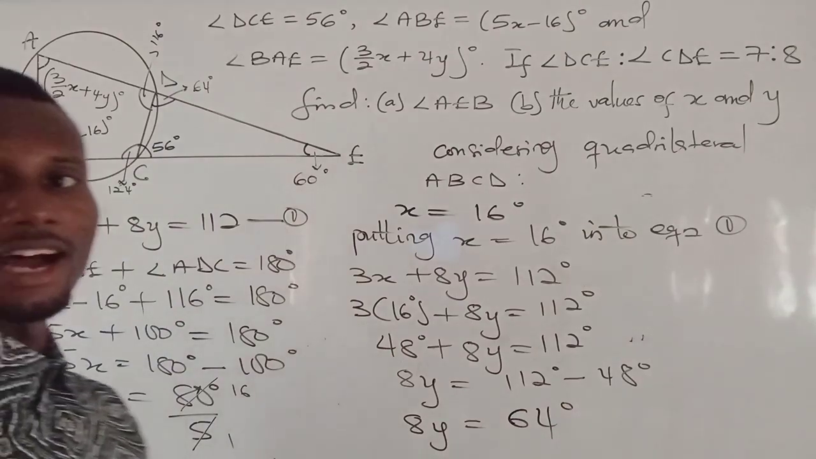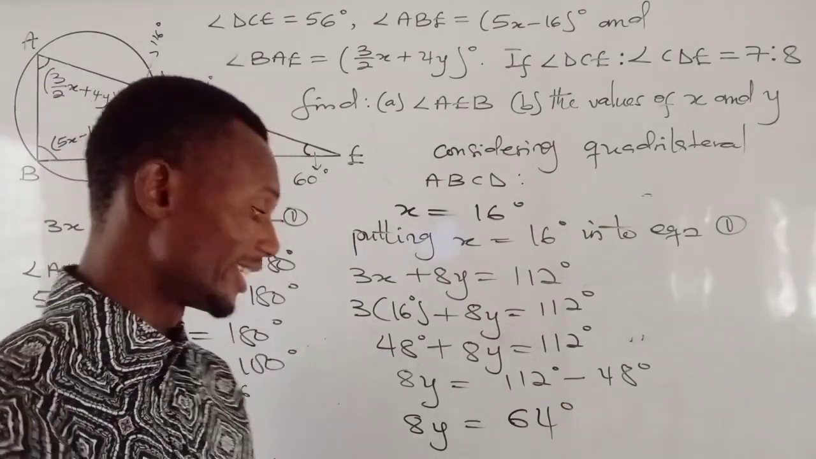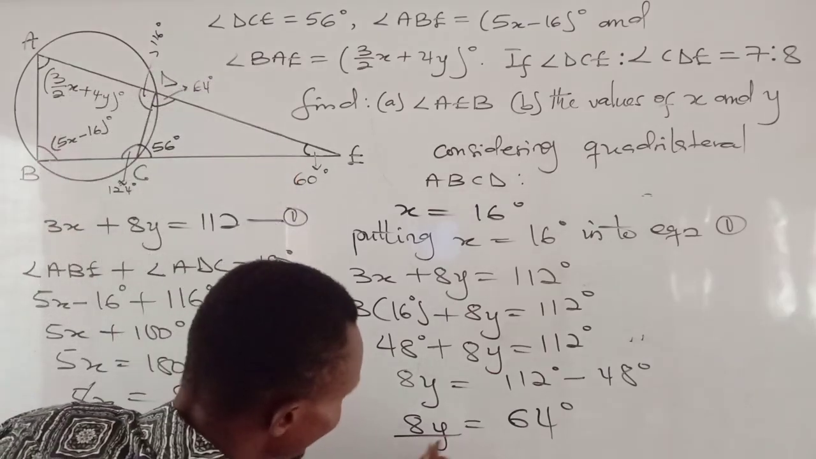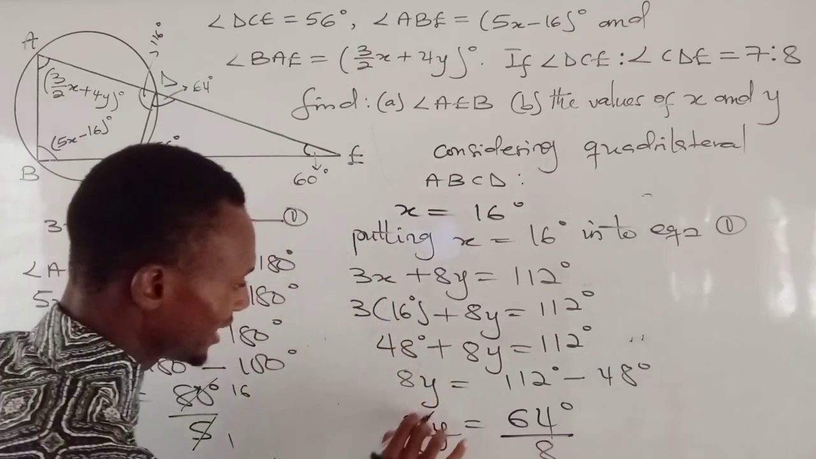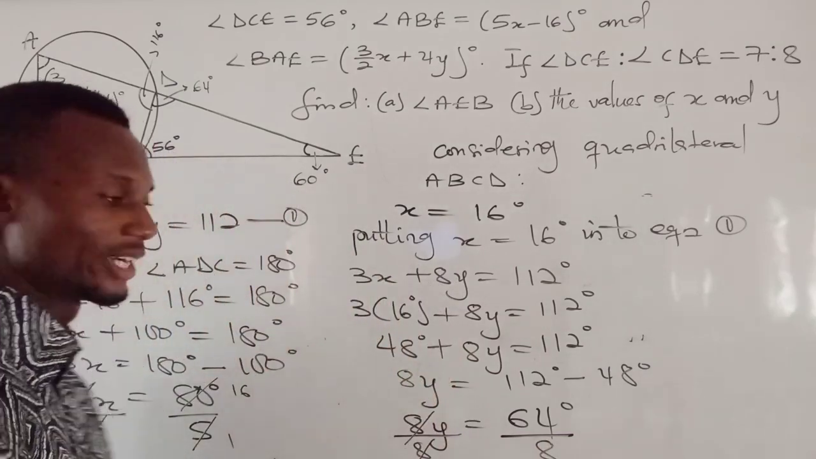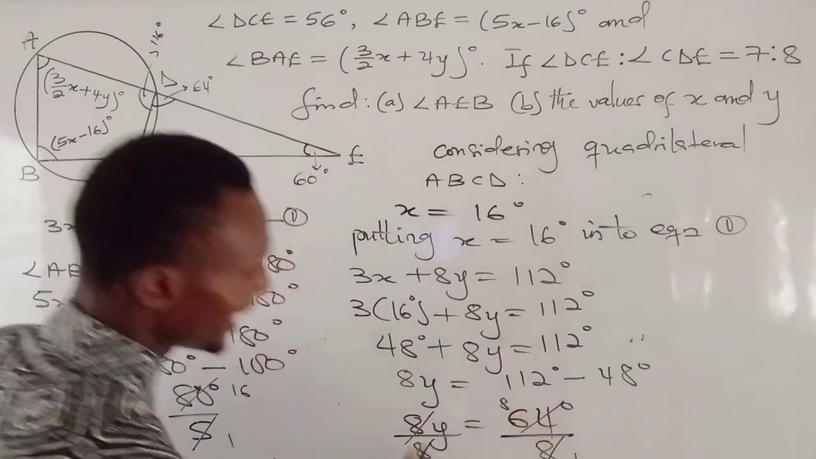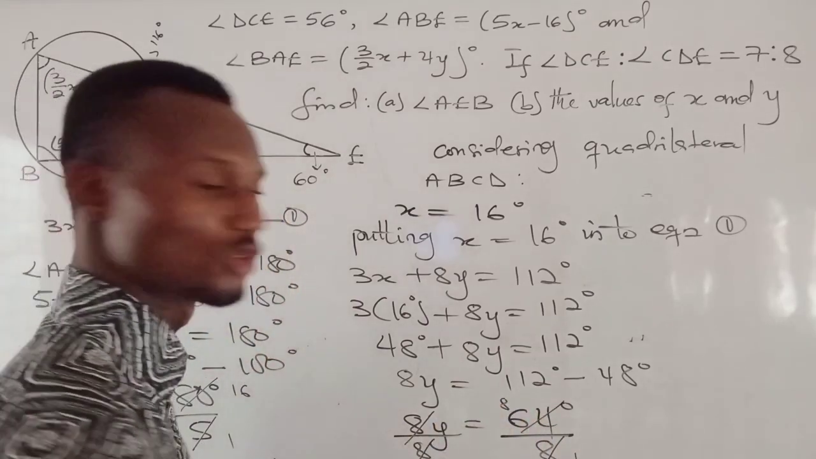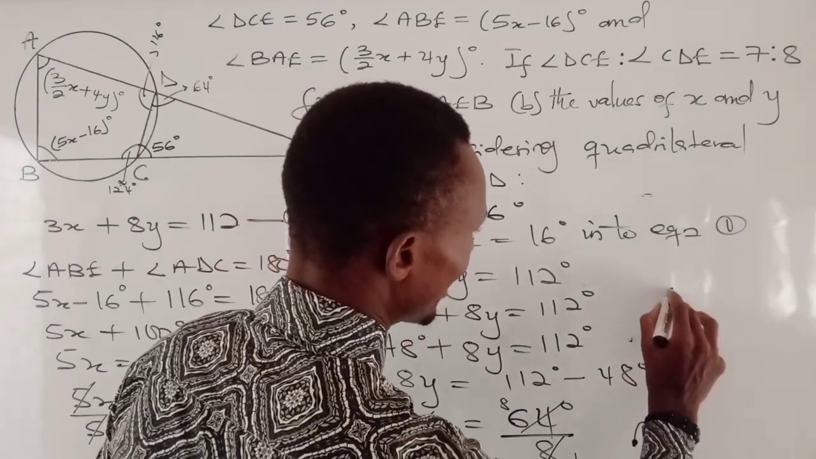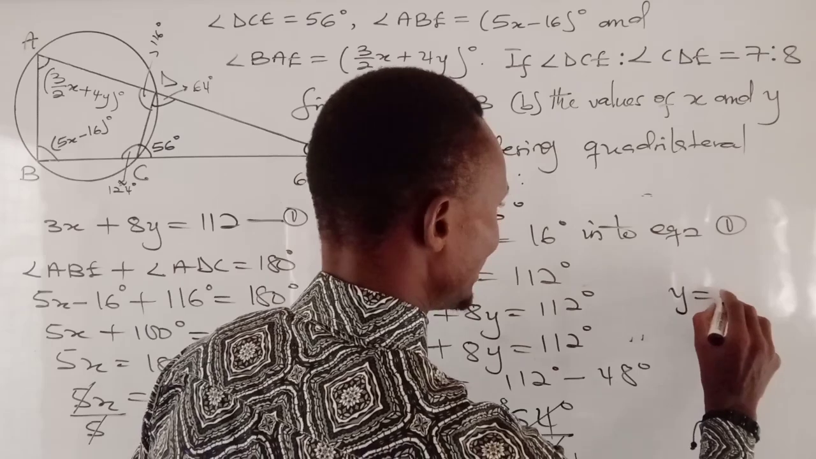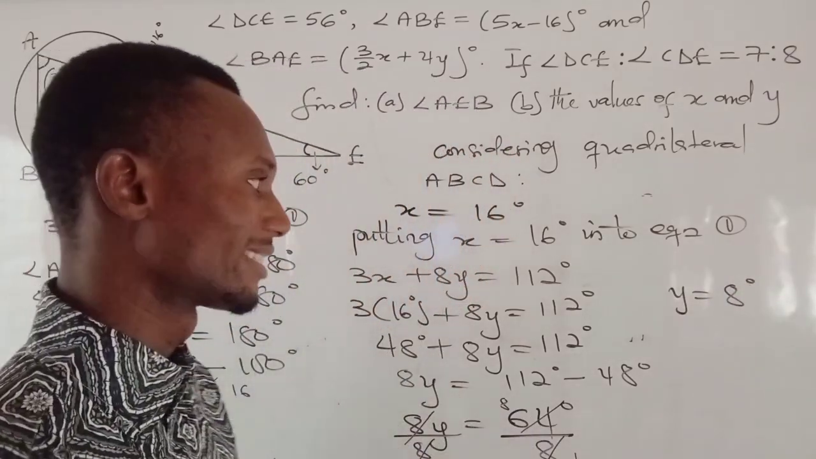And for us to get our value for y, we divide through the equation by the coefficient of y, which is the 8. So I'll divide here by 8 and divide here also by 8, so that this 8 and this 8 will cancel. So 8 goes here 1 and 8 goes into the 64 8 times. So my y equals 8 degrees. I hope you agree and you understand up to this point.